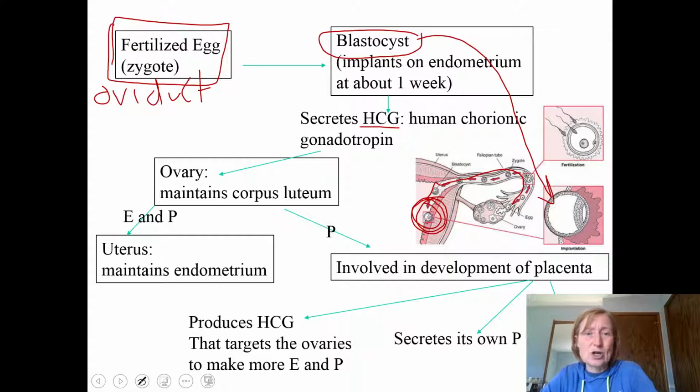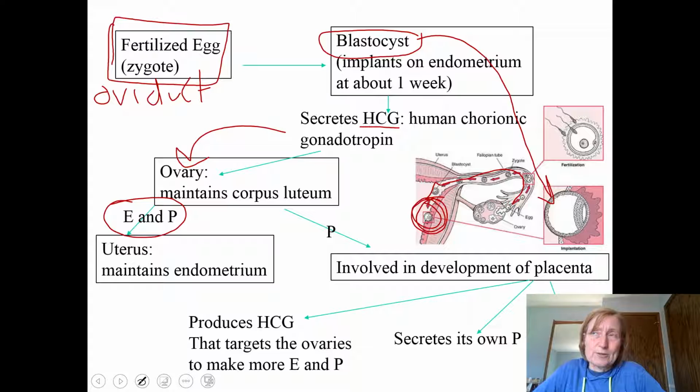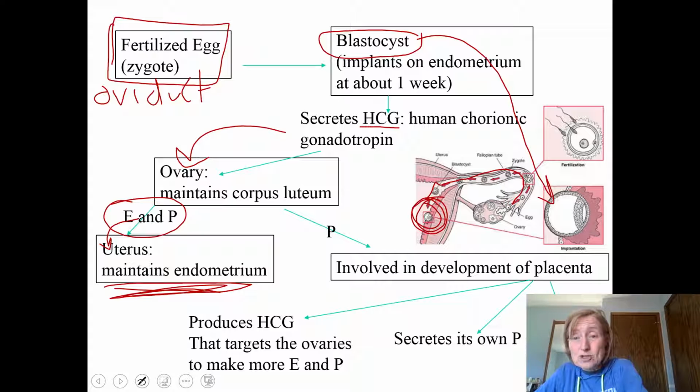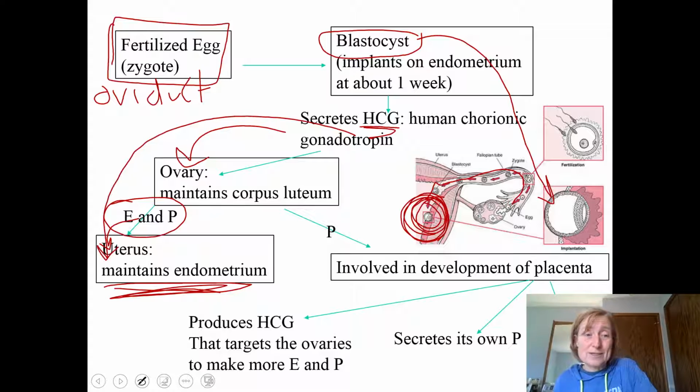And what that hormone does is it targets the ovary. And it tells the ovary to maintain the corpus luteum. Keep the corpus luteum alive. Keep making estradiol and progesterone. And that estradiol and progesterone targets the uterus to help maintain the endometrium. Yes, that's what the embryo wants, right? The embryo has just embedded itself in the endometrial lining and is going to start growing there. It needs the endometrium to survive so that it can grow and get nutrition. And what it does is it secretes its own hormone, which allows the endometrium to survive.